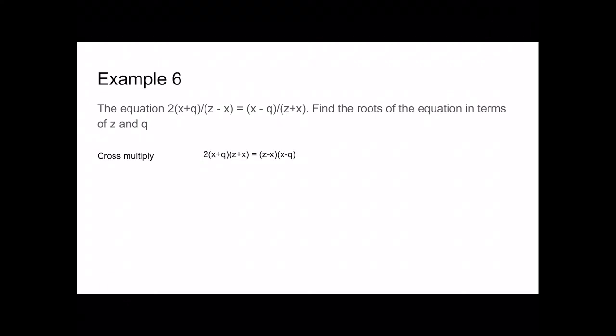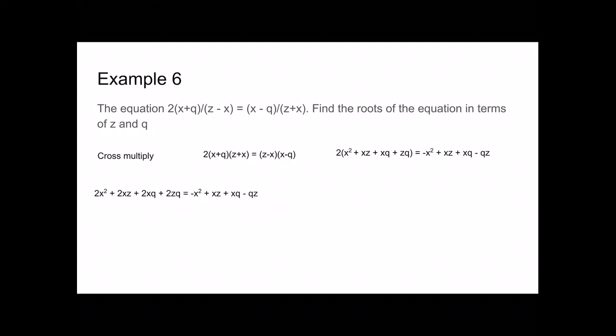And then we're just going to make everything equal to 0, and then we can find the roots of the equation. Alright, so first things first, we've got to simplify. This is just basic algebra using simple expanding, okay? Just a matter of simplifying the equation. If you simplify, you should get 2x squared plus 2xz plus 2x cubed plus 2zq equals negative x squared plus xz plus x cubed minus qz.